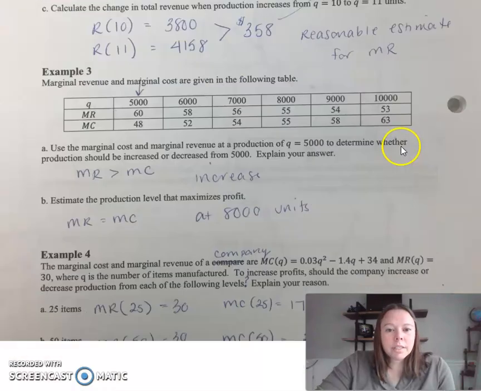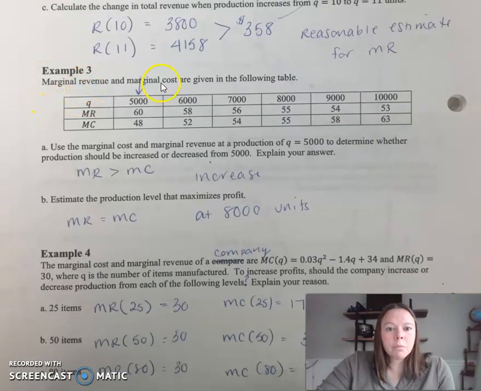All right, here's another example. Marginal revenue and marginal cost are given in the following table. Now, realize these are marginal revenue, marginal cost. These are all derivative values, slopes of the tangent lines. Use the marginal cost and marginal revenue at production at 5,000, so right here, to determine if production should be increased or decreased. So you immediately see marginal revenue is greater than marginal cost. That's a good thing. Increase production.